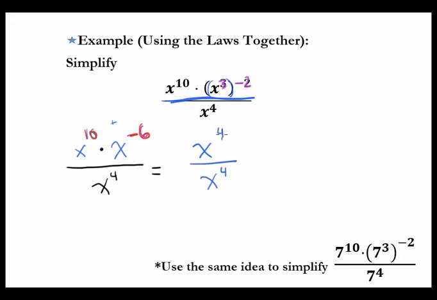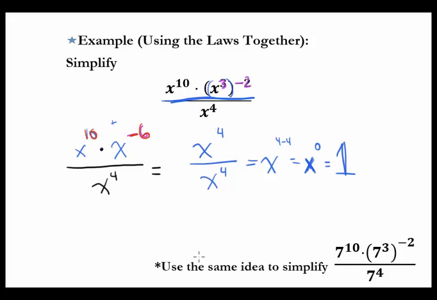And now I could use my exponent laws, but no, it's the same thing on the top and the bottom. So I know that this is just equal to 1. This is all equal to 1. Or I could write it as x to the 4 minus 4, which is x to the 0, which again is one of our laws that says that it's equal to 1.